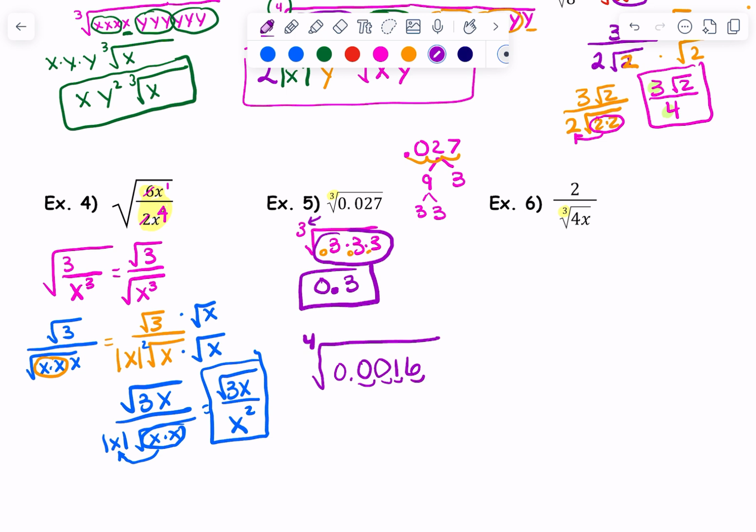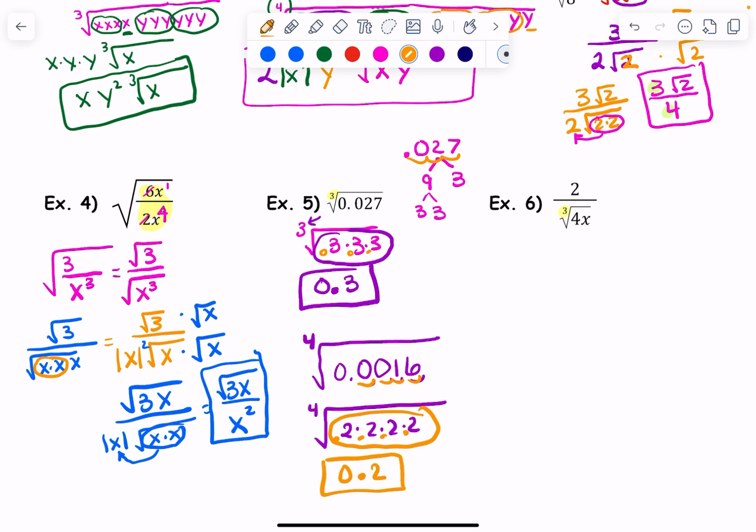So if I can find something that's the same, I can give each one of them a decimal place. Well, we already talked about 16 and how 16 is 2 times 2 times 2 times 2. Well, what we're going to do is take these decimal places and give 1 to each of these, which means what comes out is going to be a 0.2. So this is an extra example if you need it.